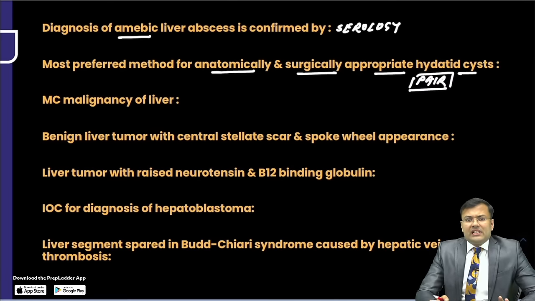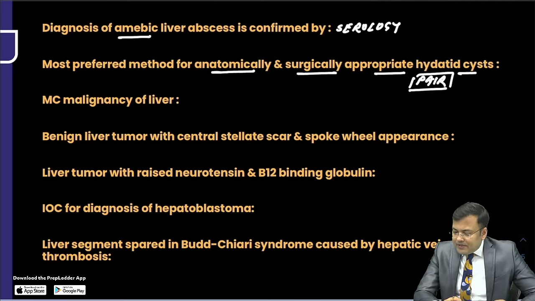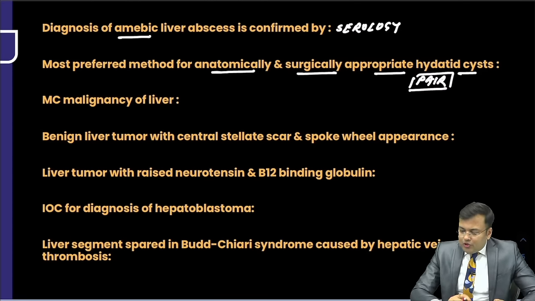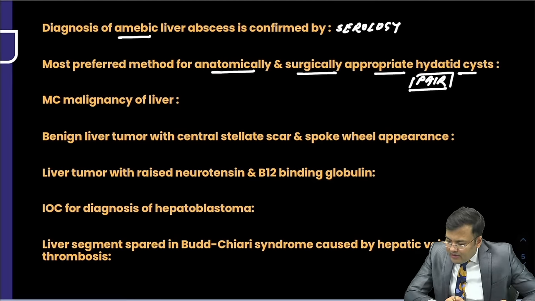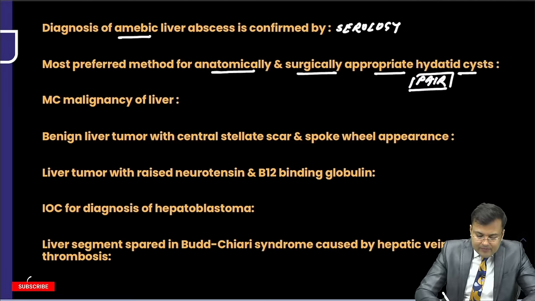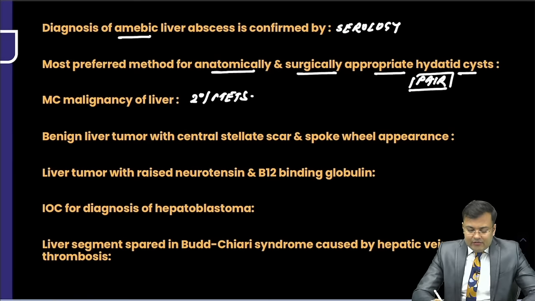Now, easiest question, guys. Tell me what is the most common malignancy of liver. Let me see the fastest person. Yes, Arpan Chakraborty, first person to reply. It is secondaries, or metastasis. Next question.